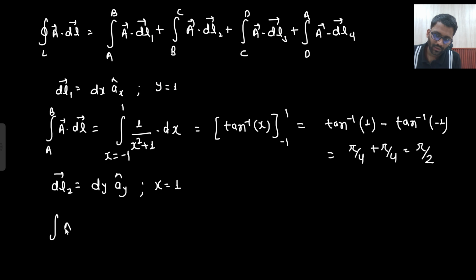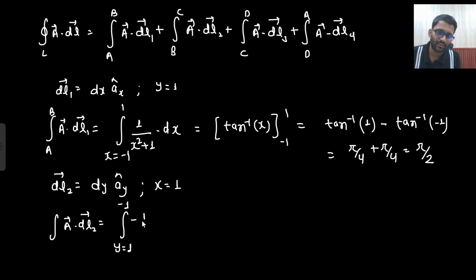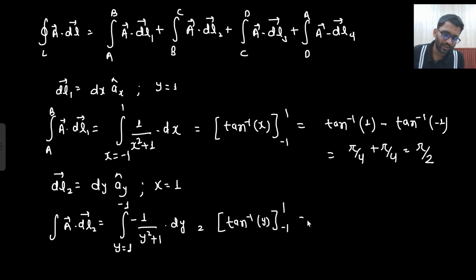So what I need to do? This was your dl1, now A dot dl2 I need to do. The y value goes from 1 to minus 1, and x value is fixed at 1. So minus 1 upon y square plus 1 into dy. I can interchange the limits now because the minus sign is there. So I get tan inverse y from minus 1 to 1. Again the same answer, pi by 2, tan inverse 1 minus tan inverse minus 1.